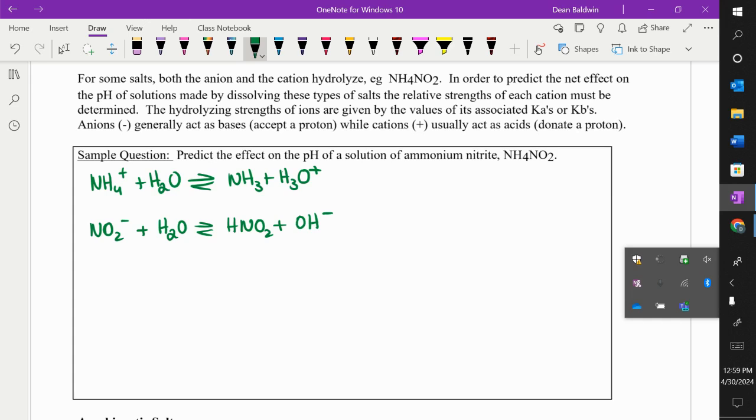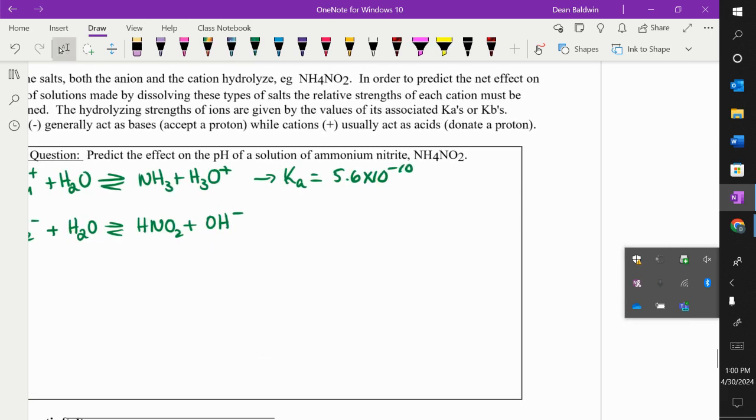So what we do for the top reaction is we look at the Ka. What's the Ka of ammonium? Ammonium, because it's acting as an acid. It's 5.6 times 10 to the minus 10. And then we look at if this reaction happens. So I need to know the Kb of NO2 minus. How do you find the Kb from Ka? So you're going to use the Ka of its conjugate acid.